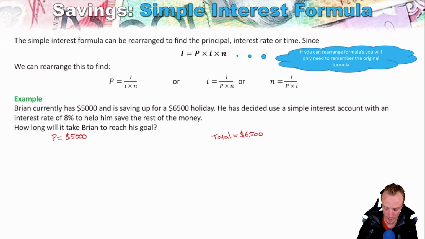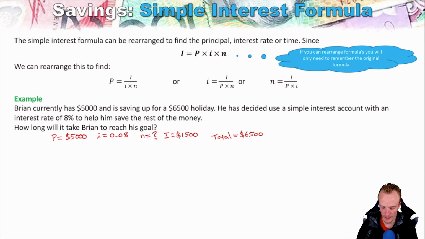It's really important to know that that's going to be the total, or the future value. He's decided to use a simple interest account with an interest rate of 8%. So that's our I. It's 8%, which is 0.08, to help him save the rest of the money. So how long will it take to reach his goal? So obviously we're calculating N. What we do need to know is what I is, which is the interest that we need to earn. Now the interest we're going to need to earn is the difference between $6,500 and $5,000. So it's just 6.5 take 5,000, which is easy enough doing in our heads, 1,500.